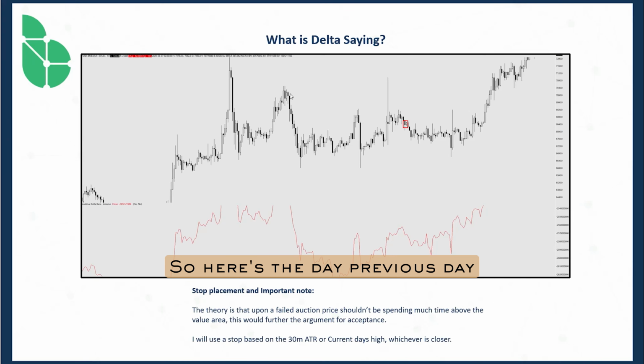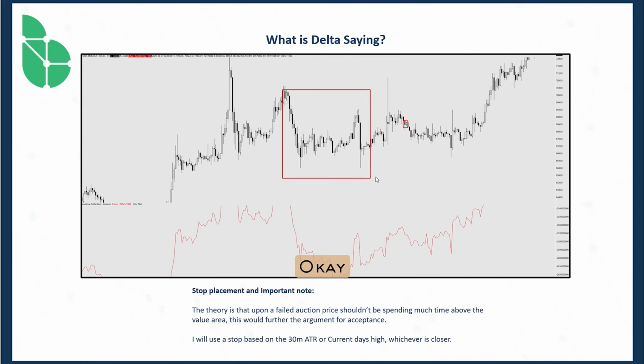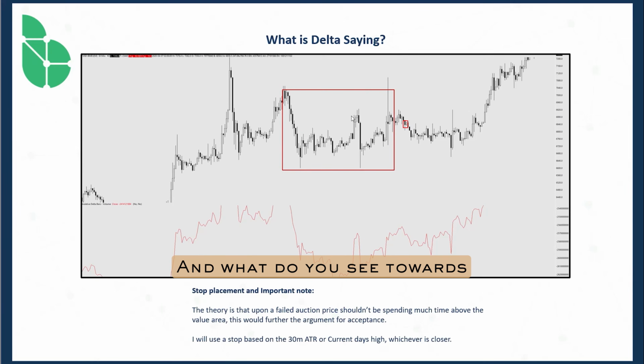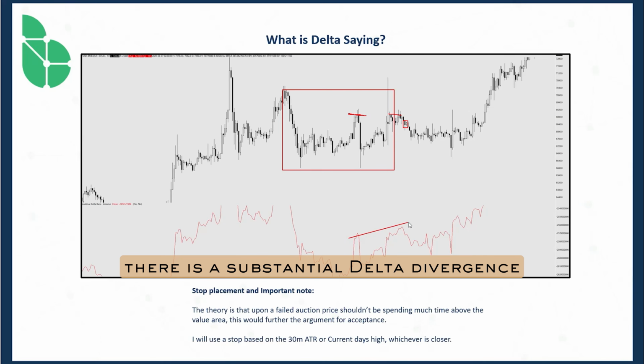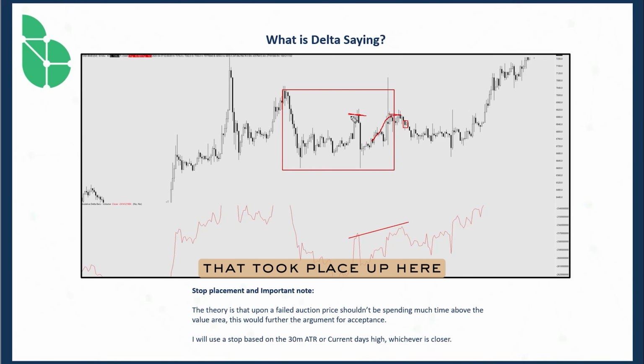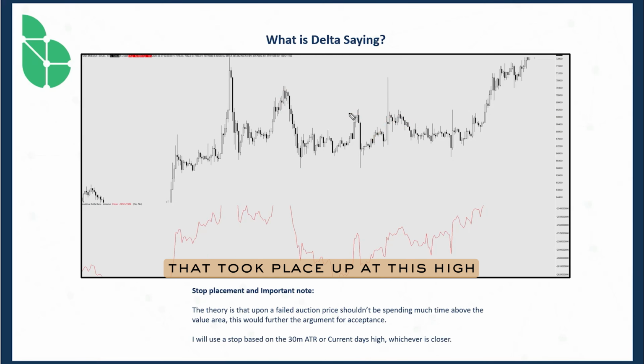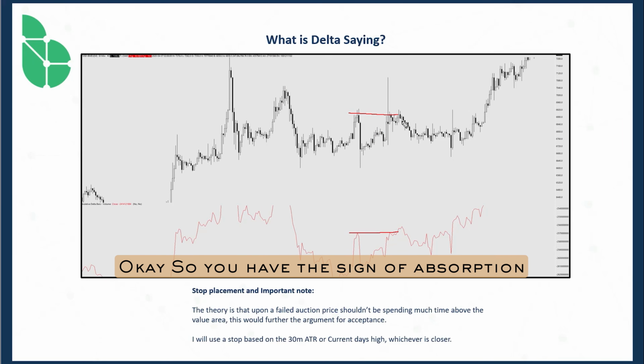So here's the previous day. And what do you see towards the most recent high? High, high, high. What do you notice in delta? There's a substantial delta divergence. So you already have the sign that there is absorption that took place up at this high. You see that delta went further than price action, so you have the sign of absorption.